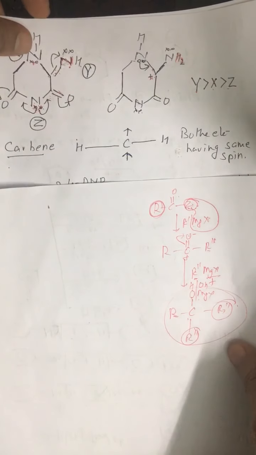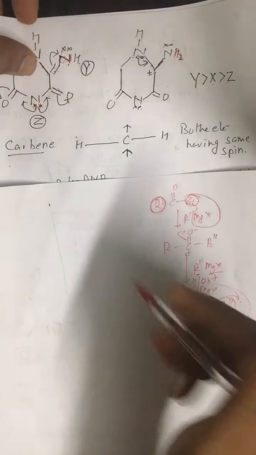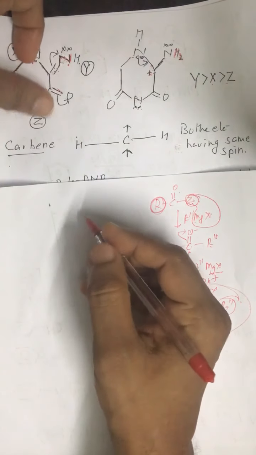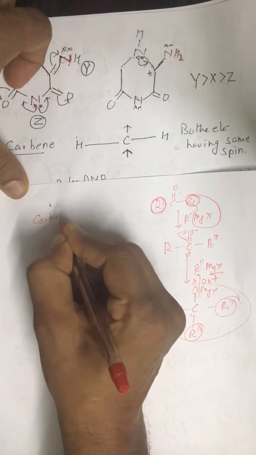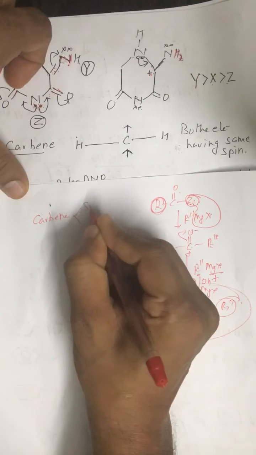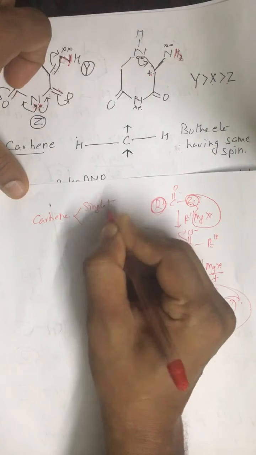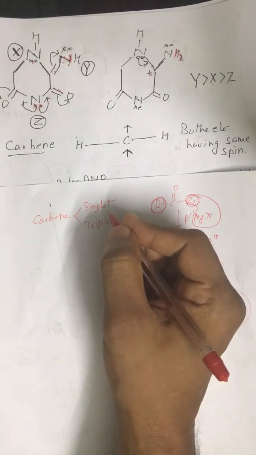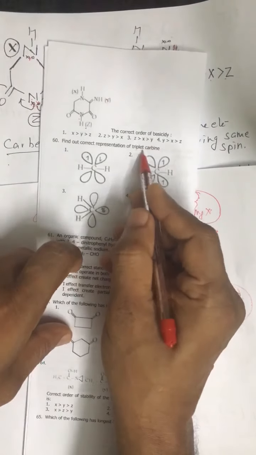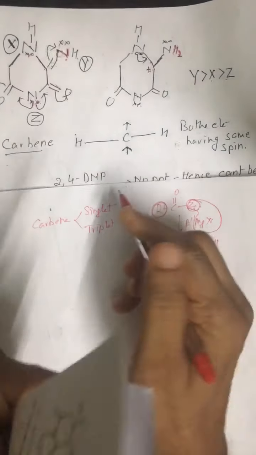Now question number 6.0. Carbene. Carbene is an intermediate and carbene is of two types. One is singlet carbene and one is triplet carbene. Here, in question number 6.0, the question is regarding triplet carbene. In singlet carbene, what happens?